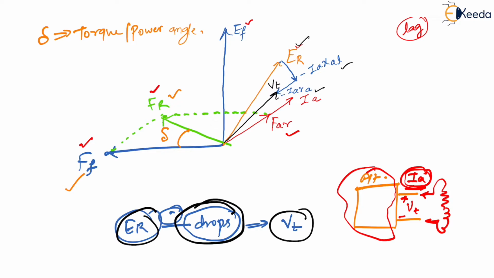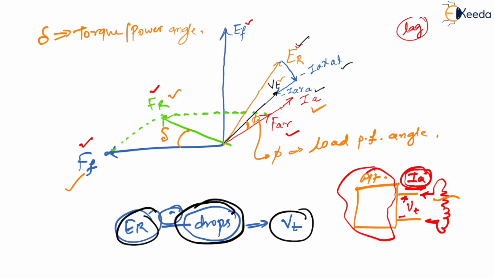Now, what is the next thing we have? Next thing we have is, if you see, VT and IA, this is IA and this is VT. Between VT and IA, I will be having this angle which is called phi. This depends on the load, because this angle depends on IA and IA depends on the load. Which means definitely this angle phi is called the load power factor angle. Correct?